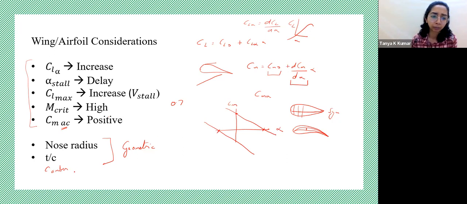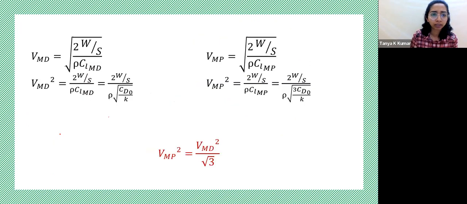So any other geometrical parameter that will govern these quantities? Think about it. Maybe let me know next class. There are various geometrical aspects. You've studied the NACA series, so you know what are those quantities. Okay, so let's move on.